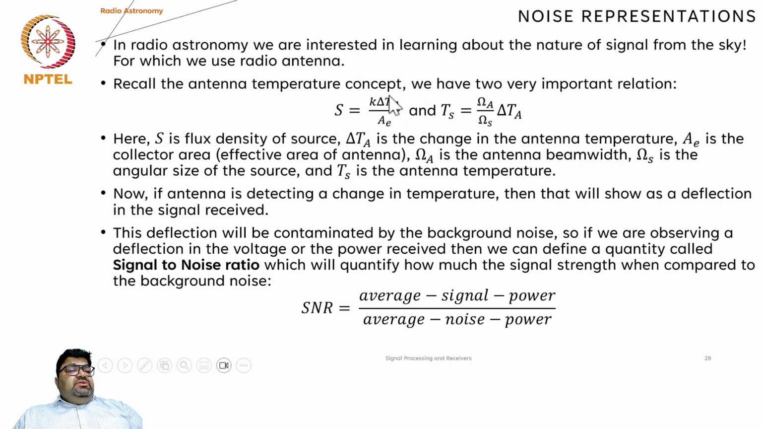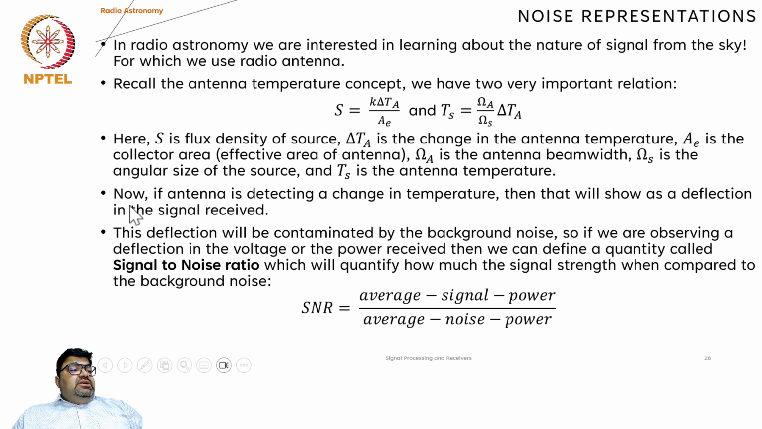So that gives you delta TA. S is the flux density of the source itself. Now correspondingly, the effective antenna temperature is also given over here, omega A over omega S, where omega S is the angular size of the source, and omega Ts is that source temperature. Sorry, it's not antenna temperature. AE is the effective collecting area of the antenna itself, and omega A is the antenna beam width.